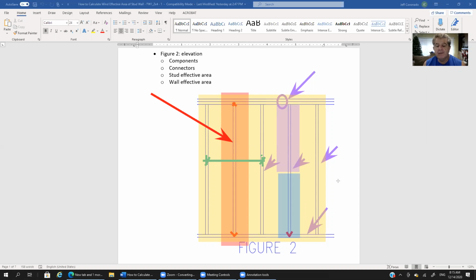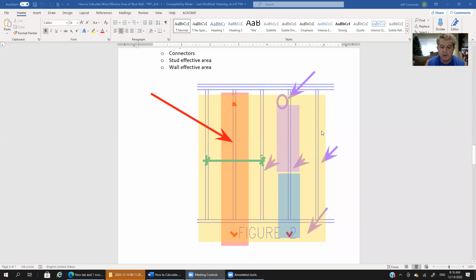So if I were checking the nails at the top, it would be for the area that I've shaded in magenta. If I were checking the effective area for the nails at the bottom of the stud, it would be for the area that's shaded in light blue. So those effective areas do not match the effective area for the stud. Each element that you are checking for your component and cladding pressure is going to be based on an individual, a unique effective area for the design of that force.